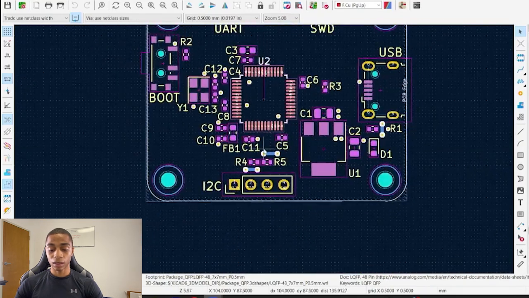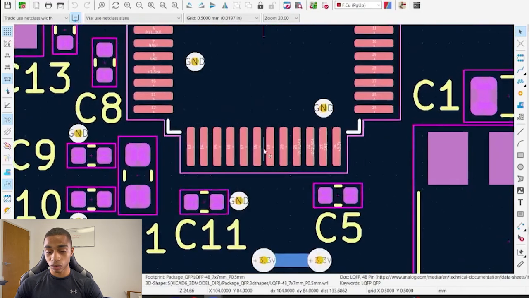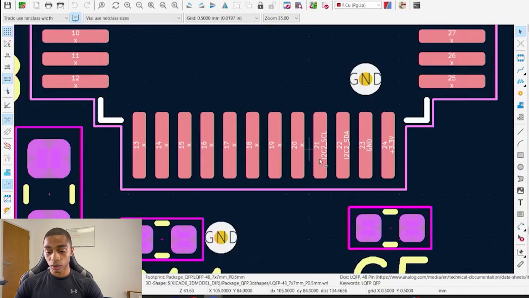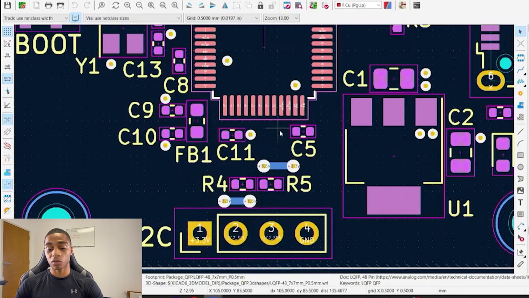And then if we come down to our I2C, which is pins 21 and 22, we take a closer look, 21 and 22 here. And that's going to be easy to route straight down from our microcontroller to our I2C. And then we also have our two pull-up resistors directly in line. That way we can route from our microcontroller directly through our pull-up resistors and then to our I2C connector.